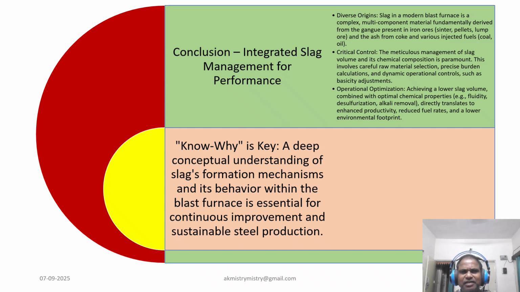Effective slag management is not about eliminating it, but about meticulous control of its volume and chemistry. This requires careful raw material selection, precise burden calculation, and dynamic operational adjustment, such as basicity tuning and managing injectants. Ultimately, achieving an optimal lower slag volume and desirable chemical properties directly leads to enhanced productivity and reduced fuel rates, and also a lower environmental footprint. So a deep know-how of slag formation and behavior is therefore indispensable for modern sustainable ironmaking.